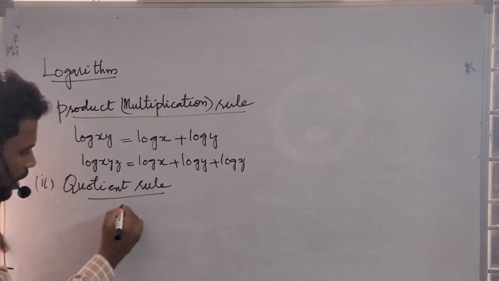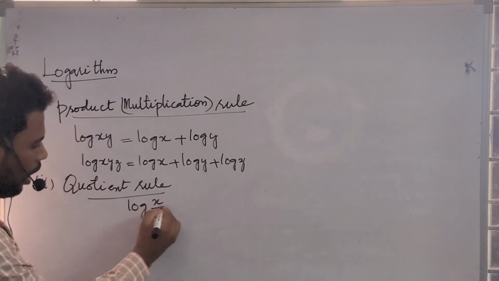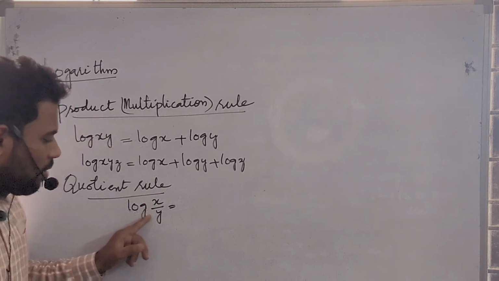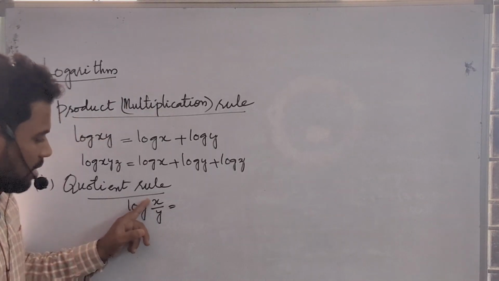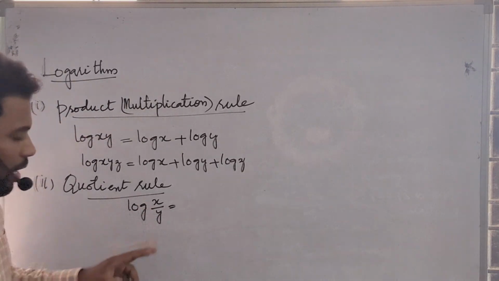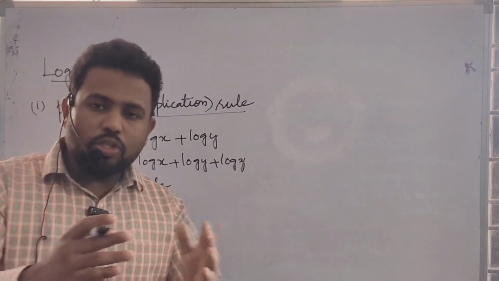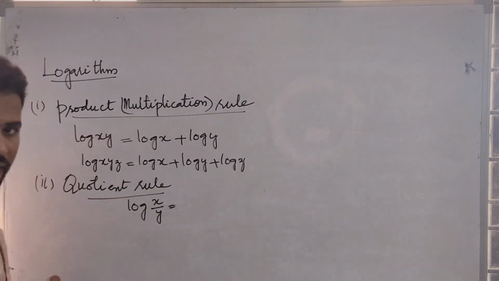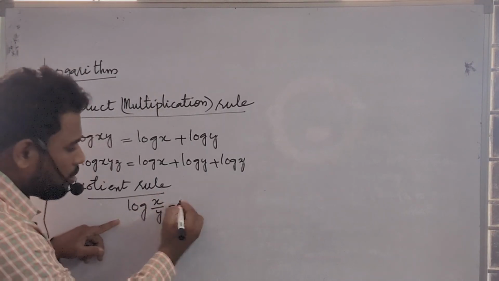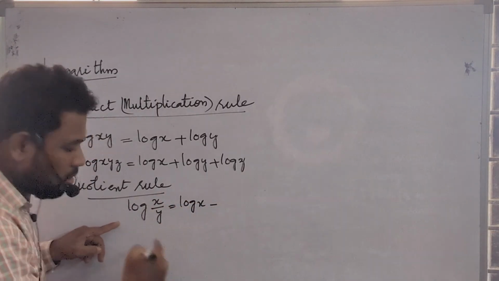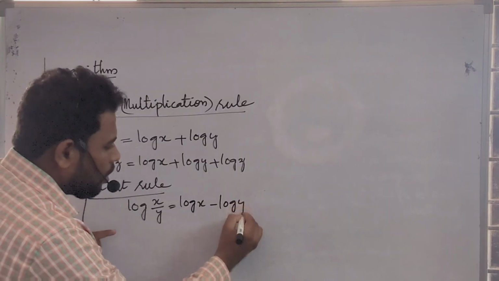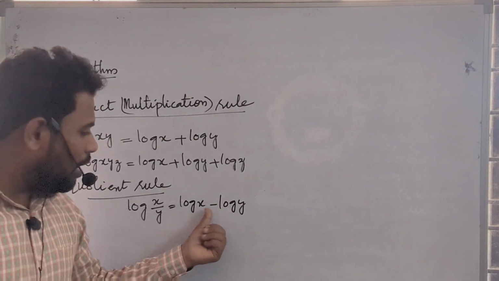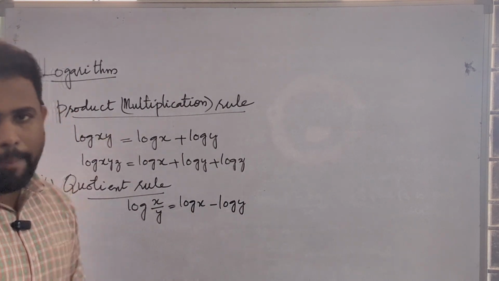So what is it doing here? Check here. This is log x by y. Now if we observe, x and y are getting divided here. So when the terms are getting divided, here also we can expand the log by writing minus in the middle. Let us check how. So this is log x minus log y. So here log expanded for 2 terms with the help of the minus sign.